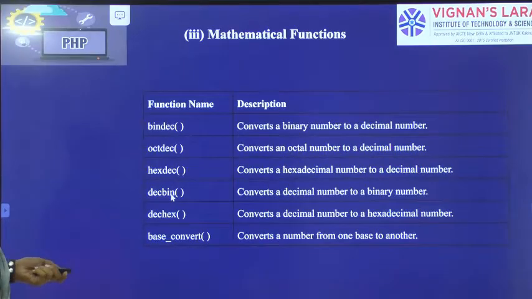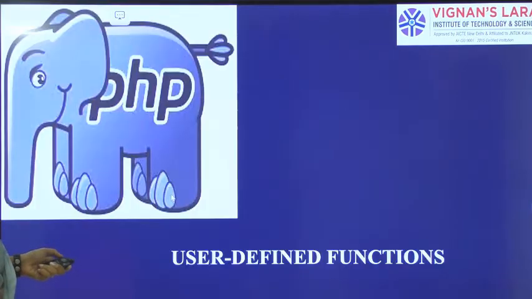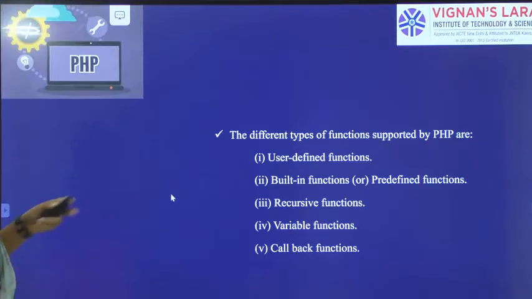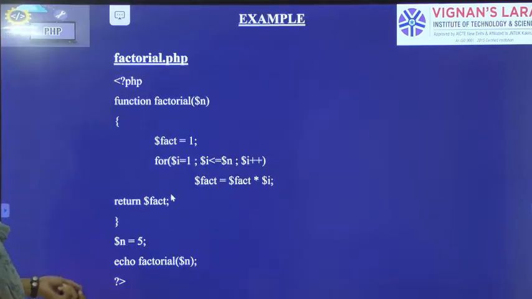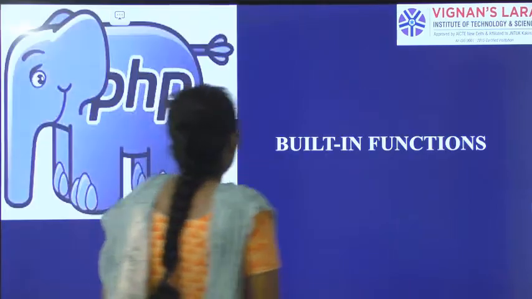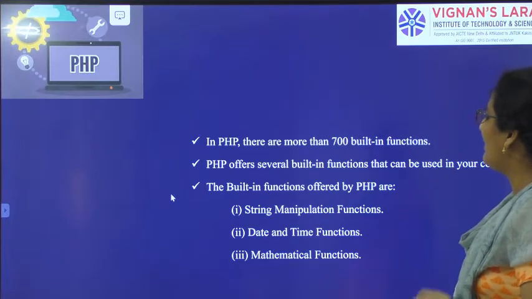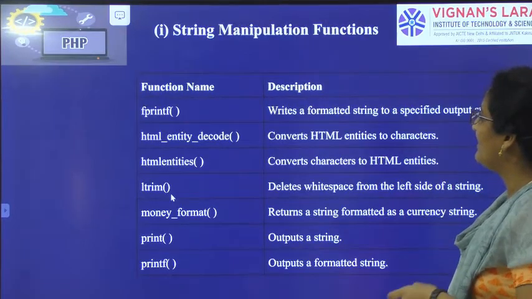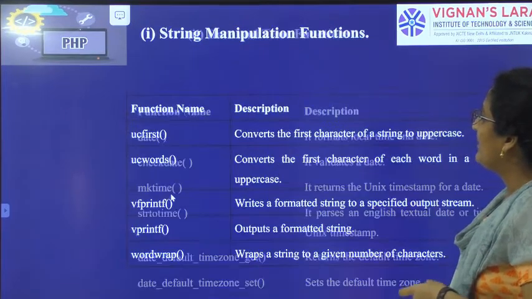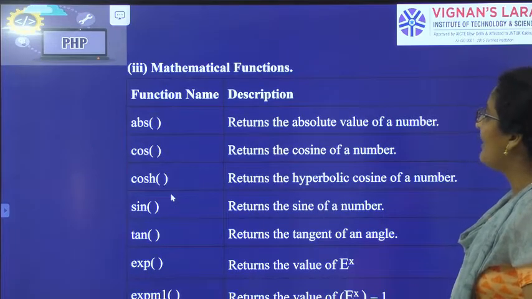So what have we seen till now? Functions. We have user-defined functions, built-in functions, recursive functions, variable functions, callback functions. In that, user-defined functions are defined by the users only. For that, we have seen the factorial example. Then built-in functions are also called predefined functions. These predefined functions are again divided into string manipulation, date and time, and mathematical functions. So some examples of string manipulation functions, some examples of date and time functions, some examples of mathematical functions.